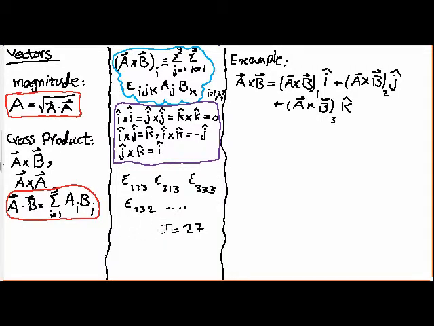These 27 guys can take only 1, 0, or -1. So they can take only 3 values. So let's say epsilon_ijk with some fixed i, fixed j, fixed k can always take one of these 3 only. Okay, now I'm going to tell you when it takes 1, when it takes 0, or when it is equal to -1.